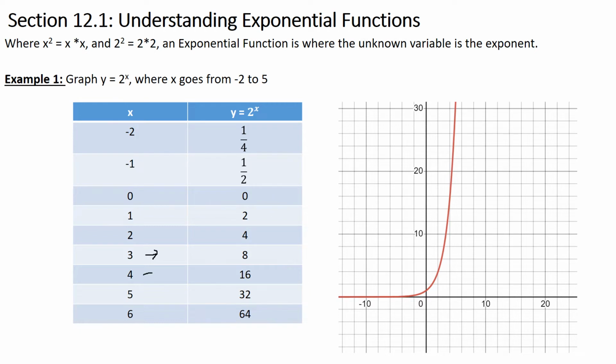2 to the fourth is 2 times 2 times 2 times 2, which is 16. And so on. I've gone all the way to 2 to the 6, which is 2 multiplied 6 times, and that leaves us with 64. And you can see the graph on the right here is an exponential function. It's usually very flat on one side as it approaches closer and closer to 0, and then gets very steep very quickly on the other side.